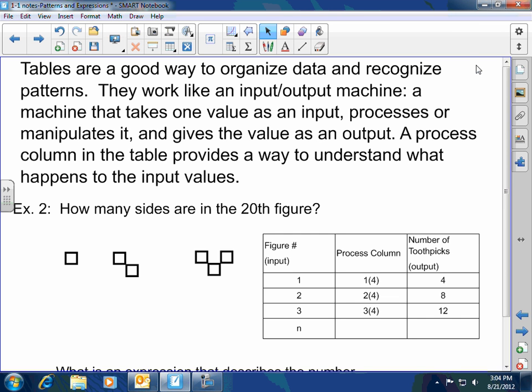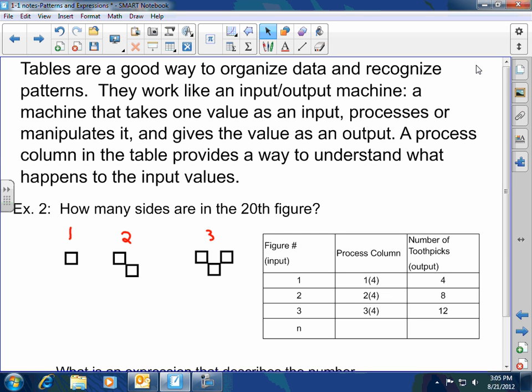Well, let's look at what we were given. Our first figure has 1, 2, 3, 4 sides. Our second figure has 1, 2, 3, 4, 5, 6, 7, 8 sides. Our third figure has 1, 2, 3, 4, 5, 6, 7, 8, 9, 10, 11, 12 sides. All right? So let's go through this. Let's see if we can process this and come up with some sort of a rule and figure out what the 20th figure would be.